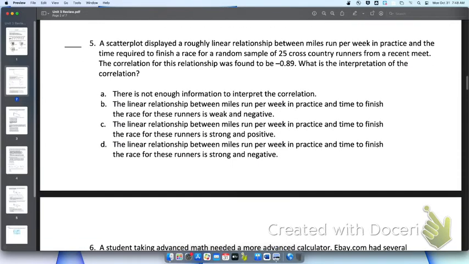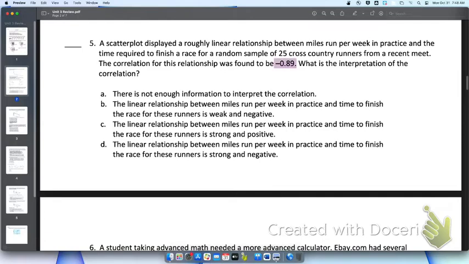A scatter plot displayed a roughly linear relationship between miles run per week in practice and the time required to finish a race for a random sample of 25 cross-country runners from a recent meet. The correlation for this relationship was found to be negative 0.89.